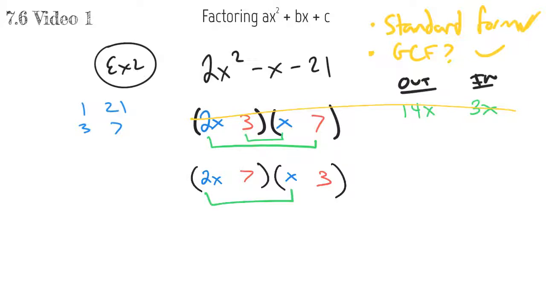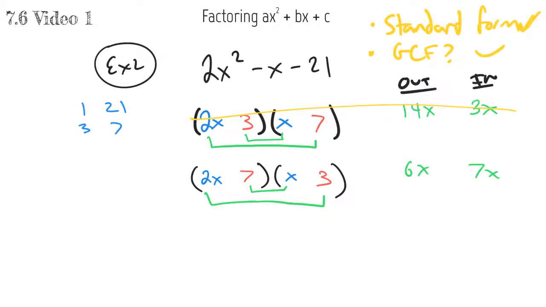2x times x. Oops, that's not the outsides. Let's try this again. Hold on. Let me fix this. 2x times 3. Those are the outsides. That's 6x. And then the inside is 7 times x, which is 7x.